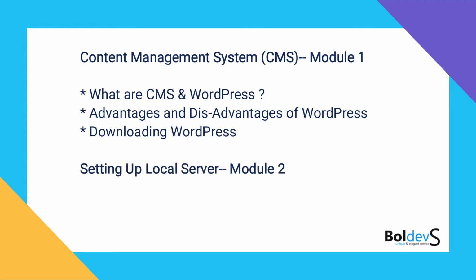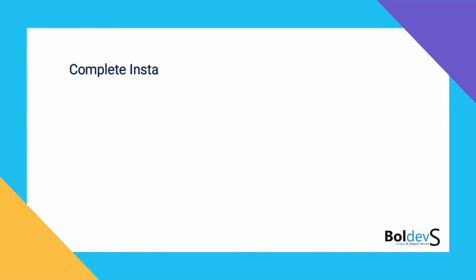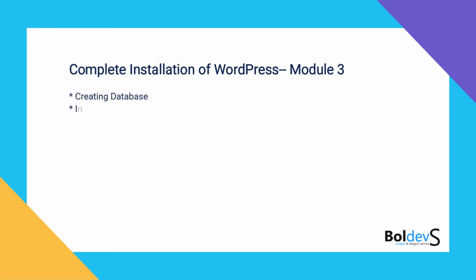And coming to module number 2, how we can set up a local server, like how to download local server software and how to create a local server. We are going to see these two topics in module number 2. It's completely about setting up a local server. And coming to module number 3, it is completely the installation of the downloaded WordPress. In this we are going to see how to create a database and how to move our WordPress files to the database. It means how to install WordPress, and then understanding the basic WordPress dashboard.